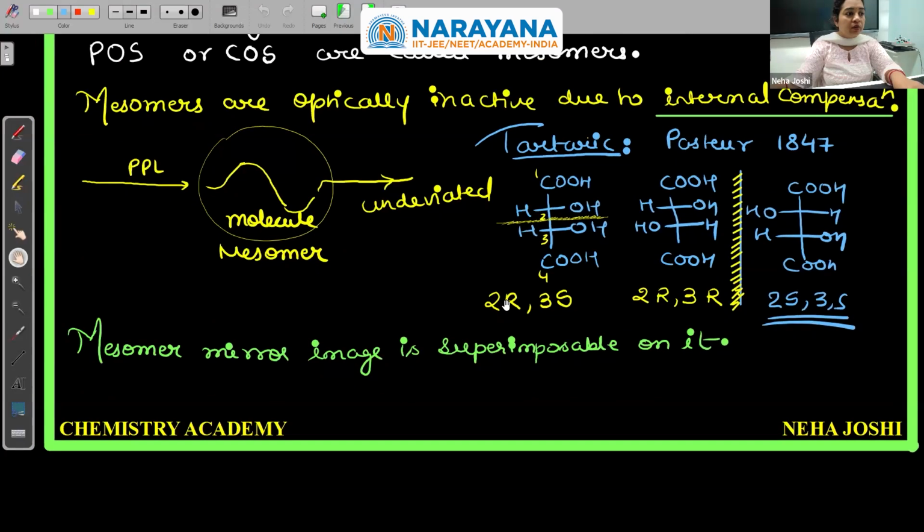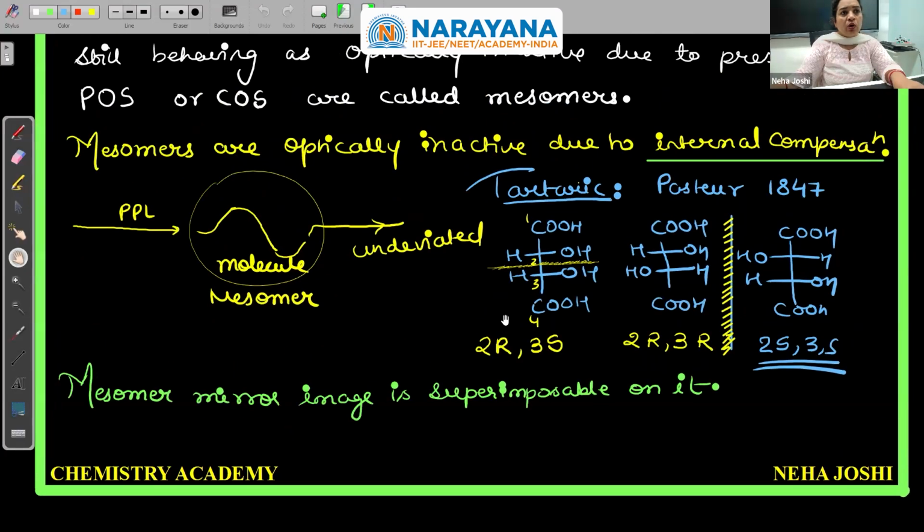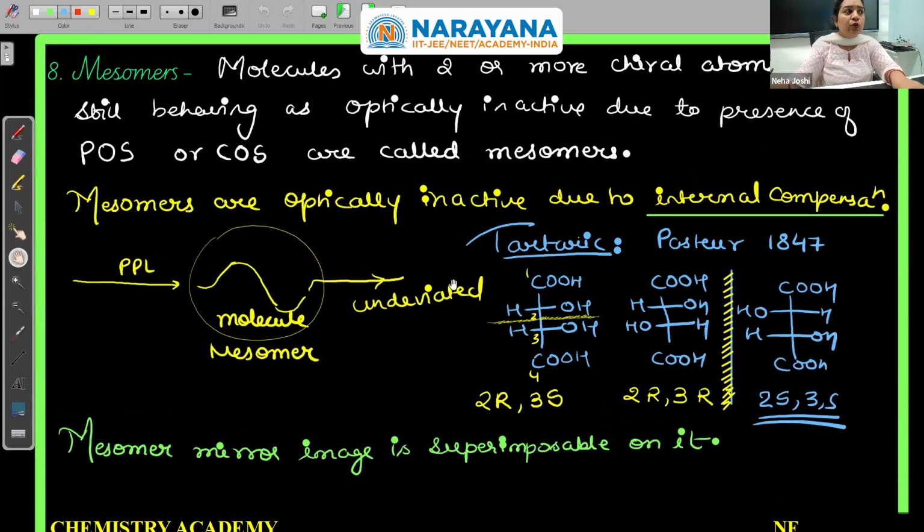Absolutely clear, right? So I would like to ask: for a molecule to be a mesomer, should it have an even number of chiral centers compulsorily? Answer as yes or no. So please give me your answer. For a molecule to be a mesomer, should it have an even number of chiral centers or an odd number? What count of chiral centers is suitable for it?